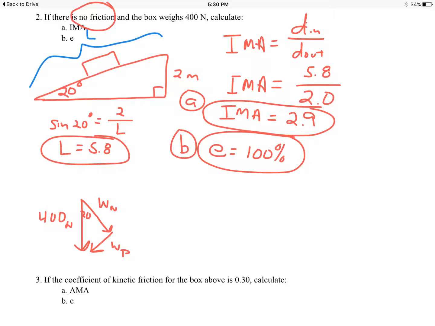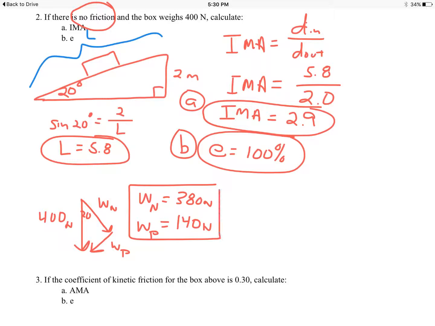And if you use sines and cosines here, and I'm going to skip that step, which you are allowed to do, but drawing a diagram is good there. I would like you to do that. But just get your calculator out, solve for W sub n. You'll be using cosine for that. W sub n comes out to 380 newtons. And W sub p comes out to be 140 newtons. Those are important numbers for our free body diagram. So let's go to the free body diagram.